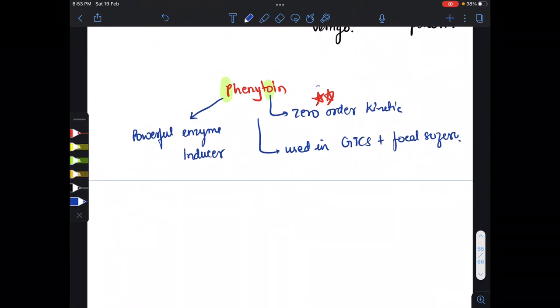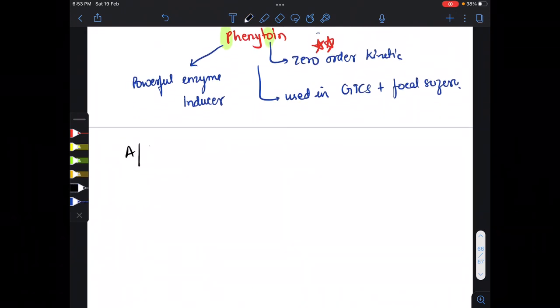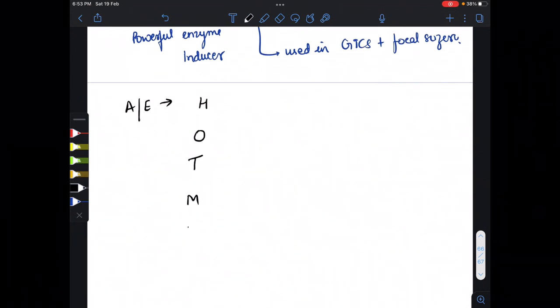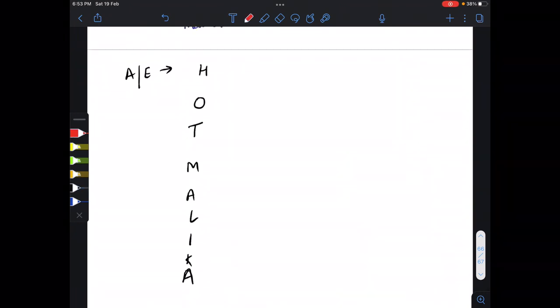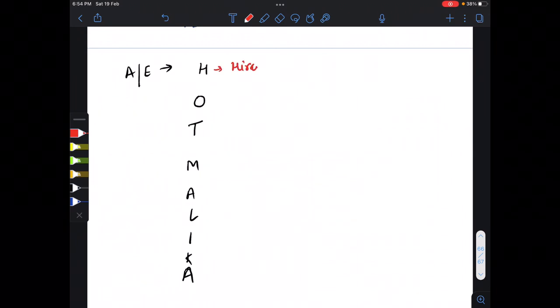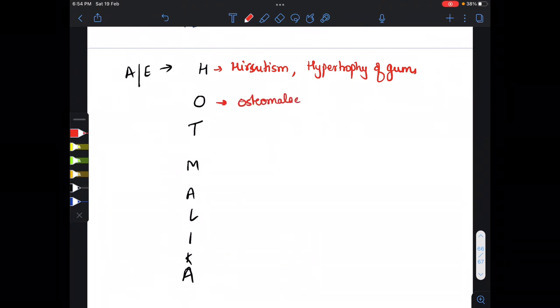Now the adverse effects of phenytoin. For the adverse effects of phenytoin, we have the mnemonic HOT MALIKA, in which H stands for hirsutism. It causes hirsutism and hypertrophy of the gums. O stands for osteomalacia. It decreases vitamin D. T stands for teratogenicity. It causes teratogenesis, especially fetal hydantoin syndrome.